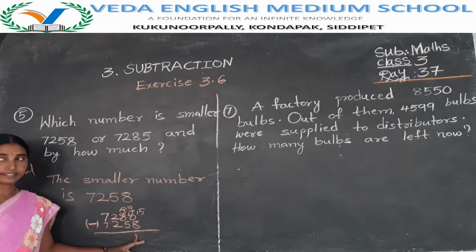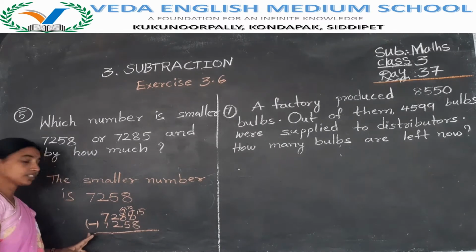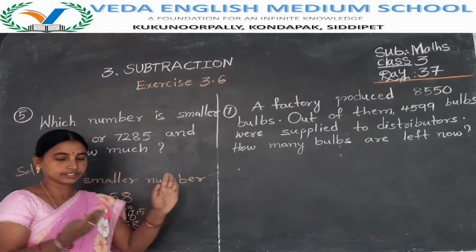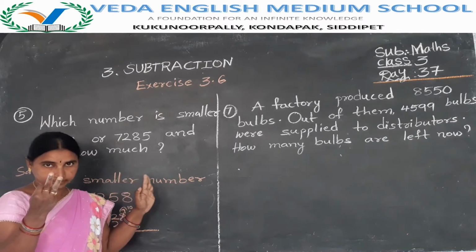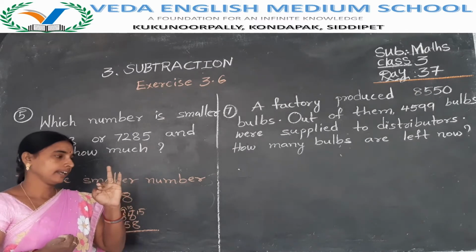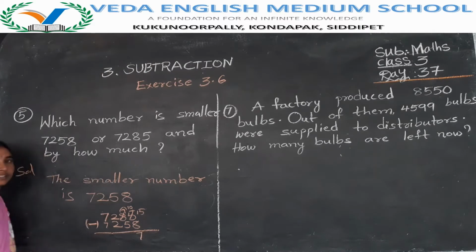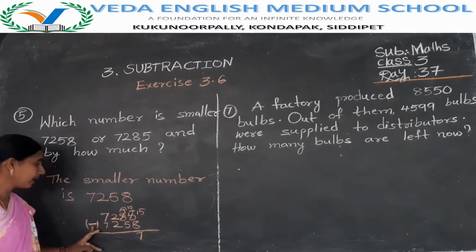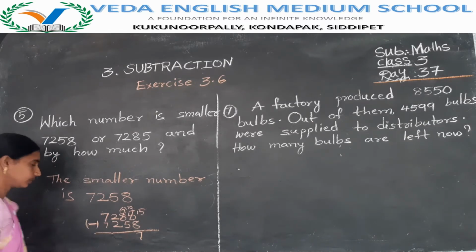15 minus 8. Here 8, here 15. This is the subtraction, so backward counting. 8, so I take 8 fingers. Here 15, backward: 14, 13, 12, 11, 10, 9, 8, 7. So 15 minus 8 is 7. Next, the tens place. 7 minus 5. How much? 2.